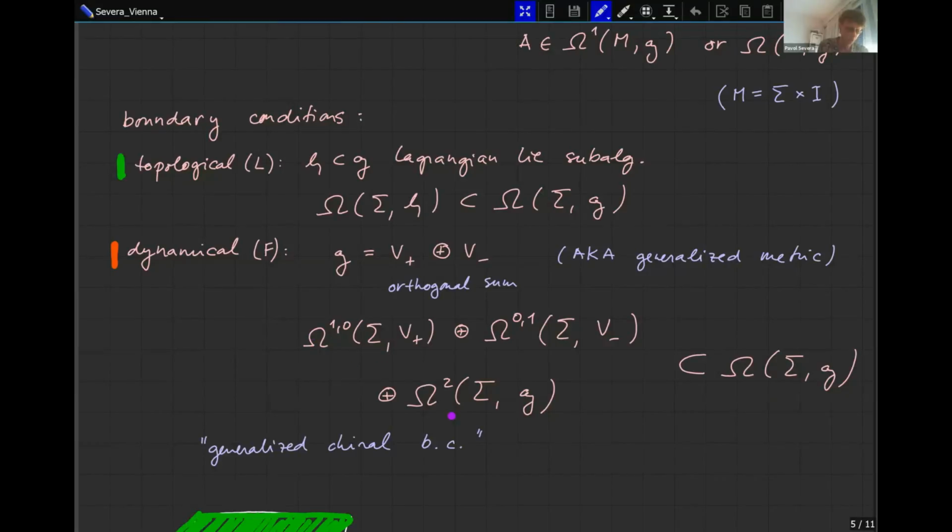And corresponding to that, to keep a Lagrangian subthing, we have here this omega 2. Anyway, these are our two boundary conditions. One of them is given by a Lagrangian subalgebra, the other one given by this kind of arbitrary looking data.